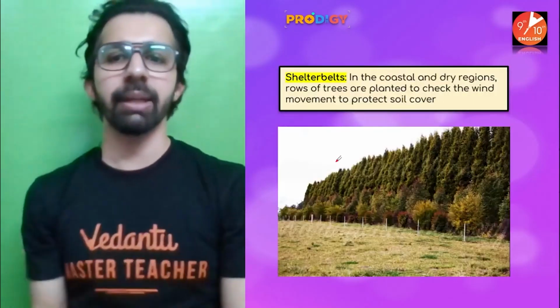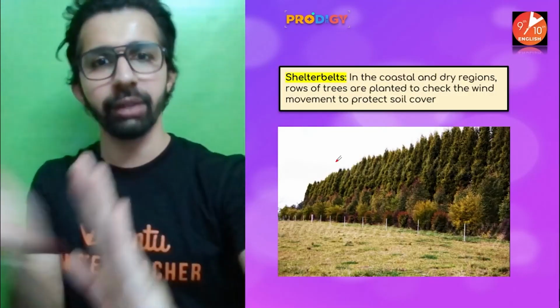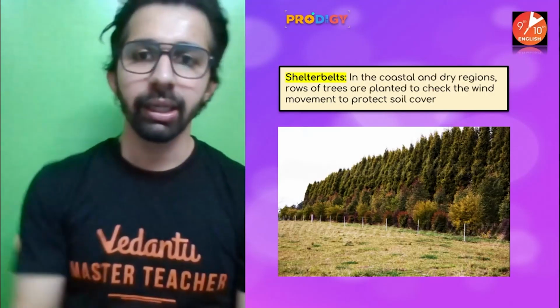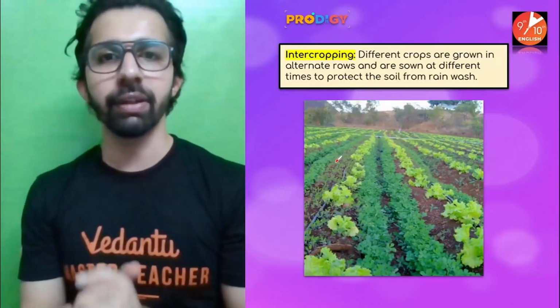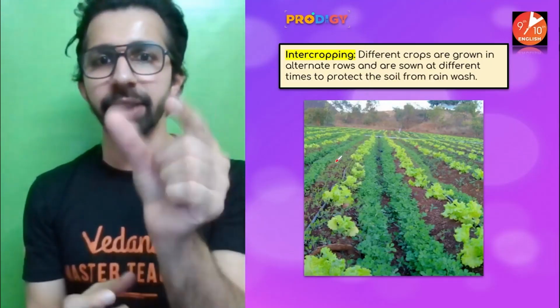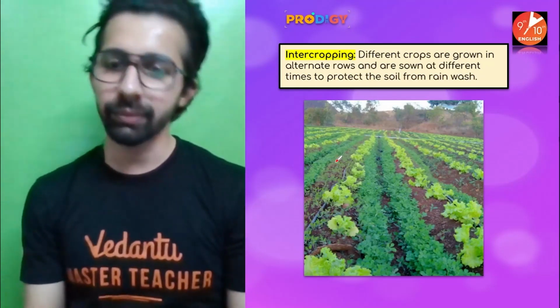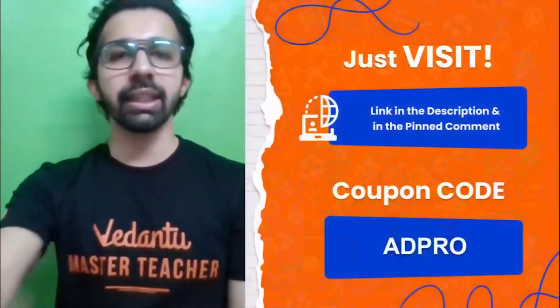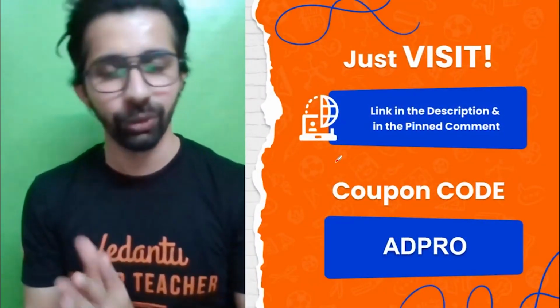Then we have shelter belts, guys. What are shelter belts? Planting of trees in one line so that it will avoid wind erosion. And then we have intercropping, growing multiple crops in one field. It will avoid soil erosion by not increasing the production of weeds over there. So that is intercropping. So my dear students, these are some of the steps we can take to avoid land and soil erosion.